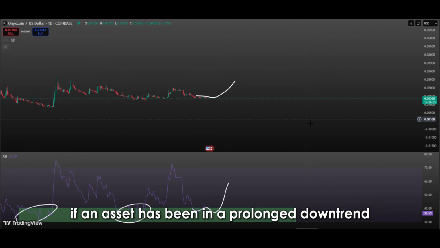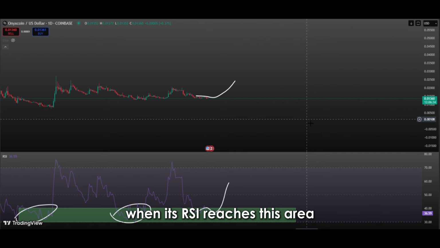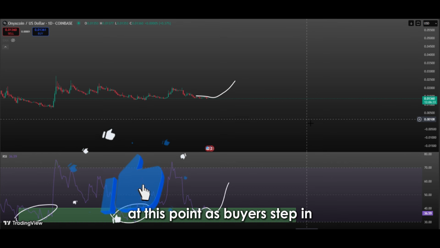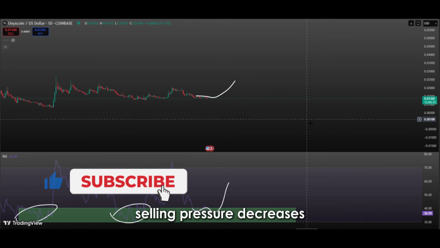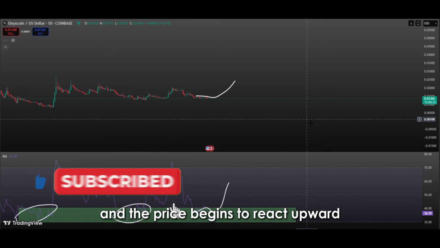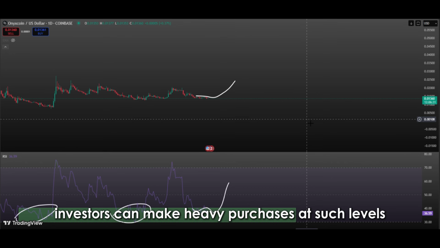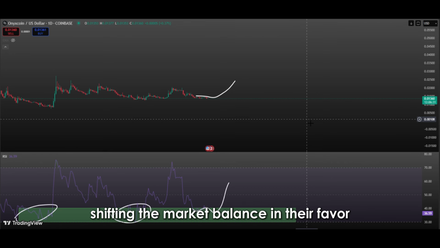For example, if an asset has been in a prolonged downtrend, when its RSI reaches this area, many investors see it as an attractive entry point. At this point, as buyers step in, selling pressure decreases and the price begins to react upward. Especially large investors can make heavy purchases at such levels, shifting the market balance in their favor.